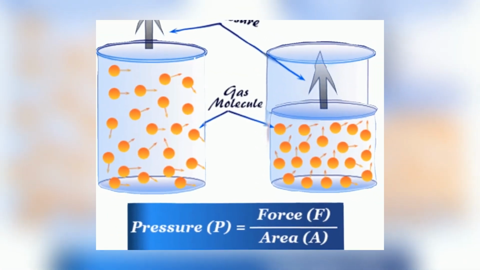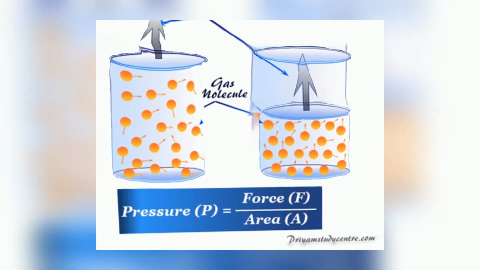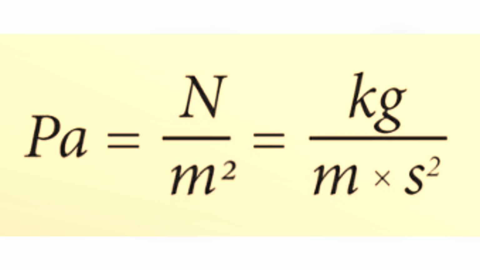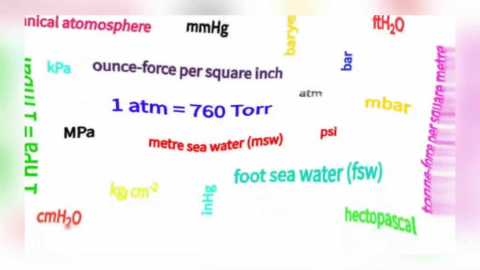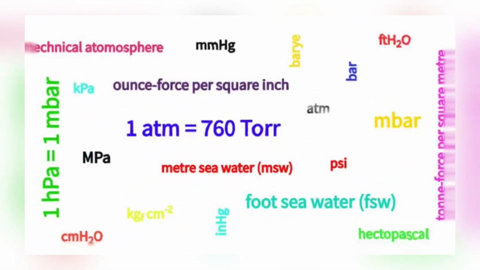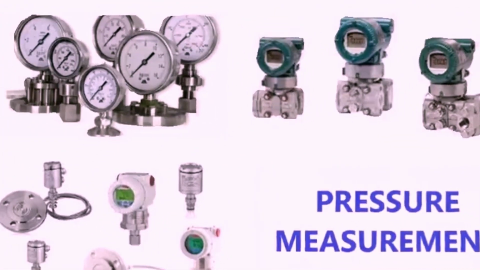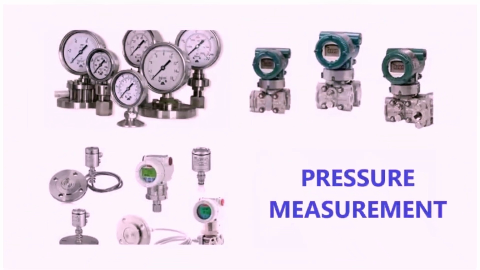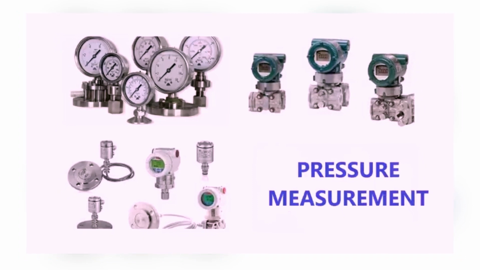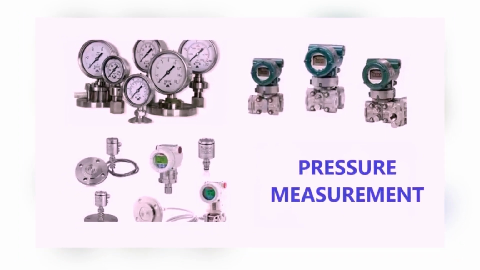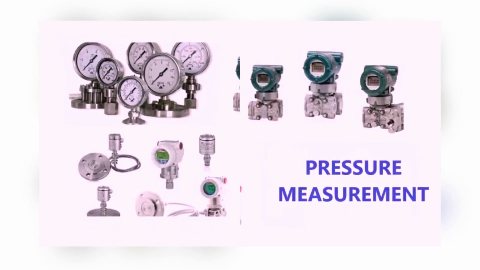Pressure is defined as the force applied perpendicular to the surface of an object per unit area. It is typically measured in units such as pascals (Pa), atmospheres (atm), pounds per square inch (PSI), or millimeters of mercury (mmHg). There are various devices used to measure pressure, and the choice of device depends on the range of pressure being measured, the precision required, and the environment in which the measurement is taken.